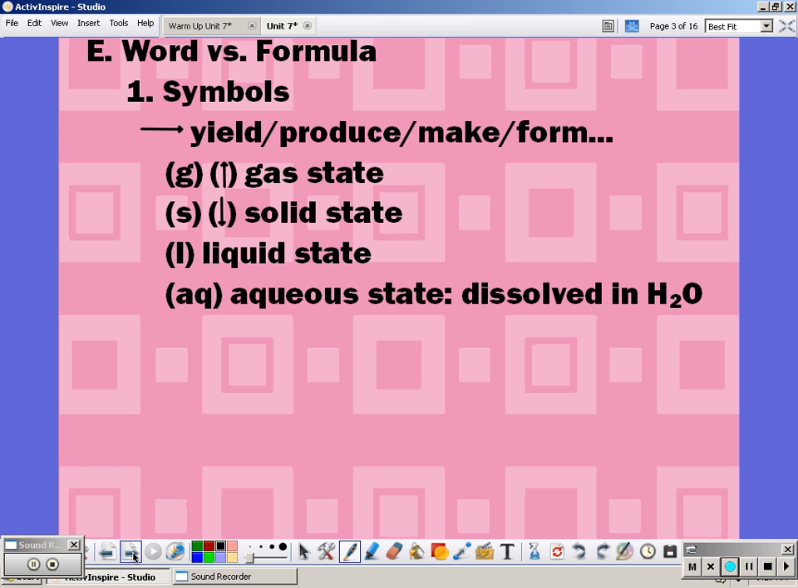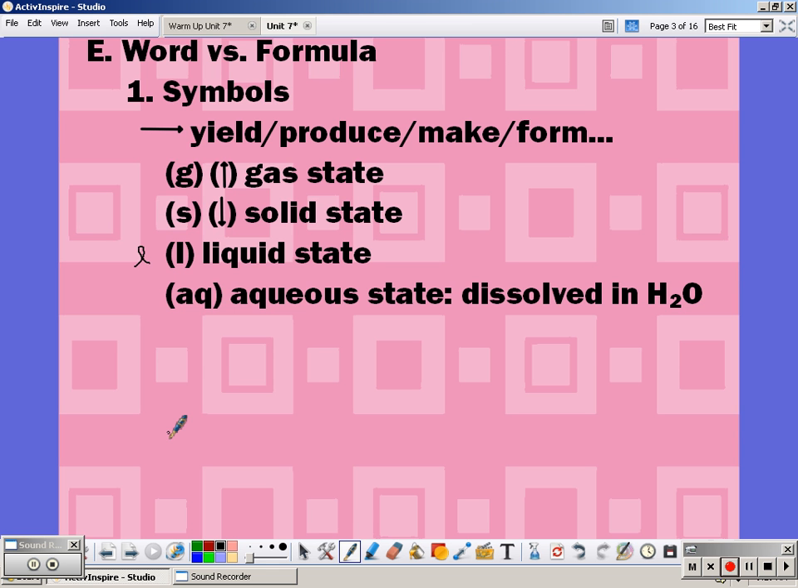A gas is symbolized by a lowercase g. If the gas is a product, then we can also use the up arrow. The solid is represented by a lowercase s, and if it's a product, we can use the down arrow. L is for liquid. Sometimes you might see that L written as a lowercase cursive l. And aq is the aqueous state. An aqueous state means it's dissolved in water.